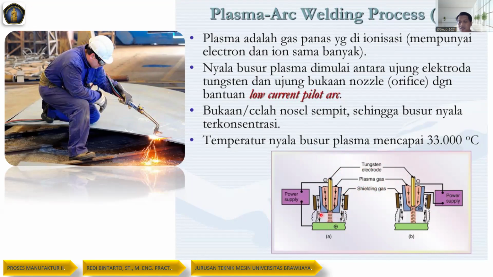The shielding gas is just to protect the metal from air, so that it cannot enter this location. The temperature is about 33,000 degrees Celsius.